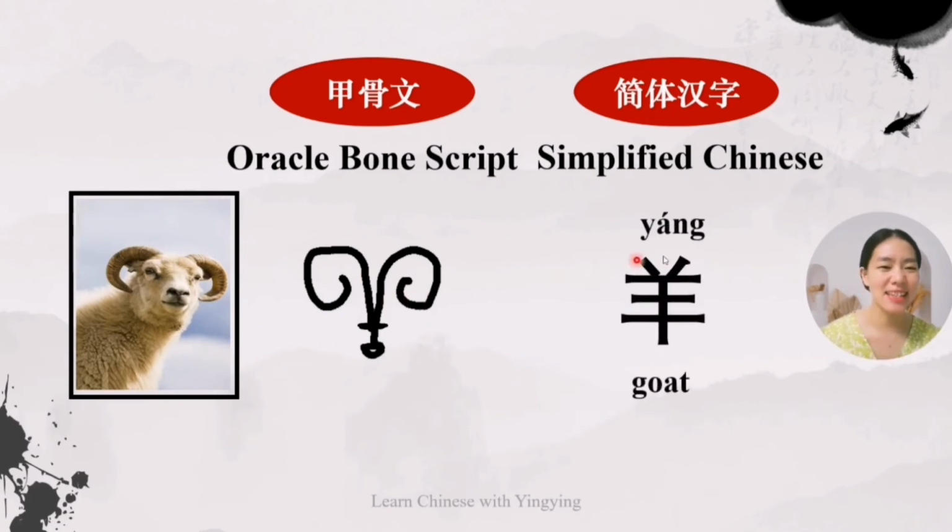And this is the simplified Chinese. And we can see here, we can still see the two horns here. And the eyes, nose, mouth are simplified into three short lines, and the body was simplified into a vertical line. Here we have it, the word yang.